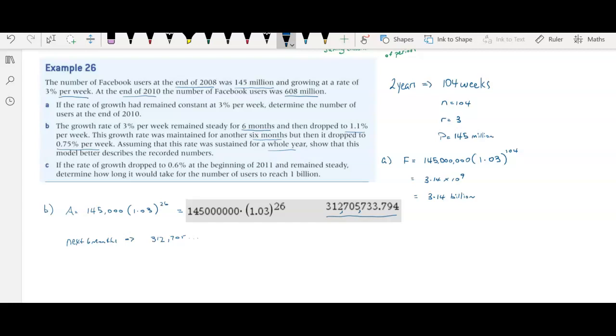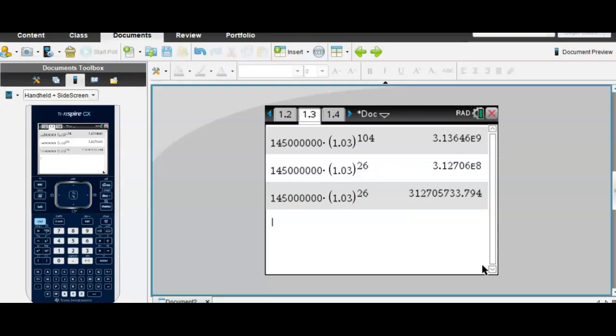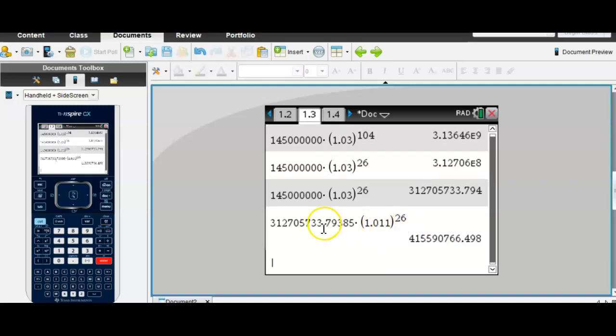I'll just show, just in case you're not doing this right. So we're just going to take that whole figure. So I'll just arrow up and select it. All right, that whole figure. And multiply that by 1.03, outside the bracket, raised to the power of 26, it's another 6 months. Oh, what am I doing, 1.03, that's wrong. It's 1.1%, isn't it? So it's 1.011 to the power of 26. Hit enter, and now that is our new figure.